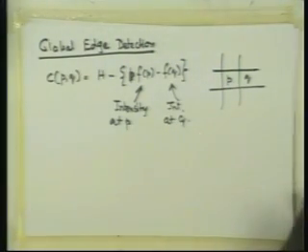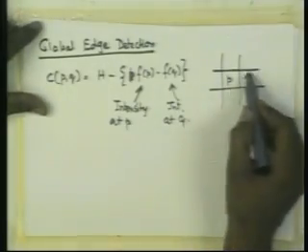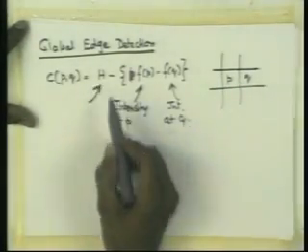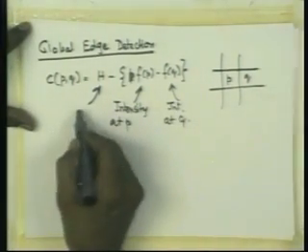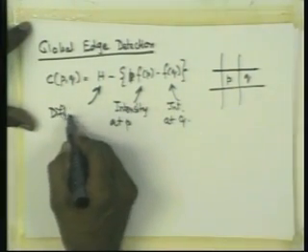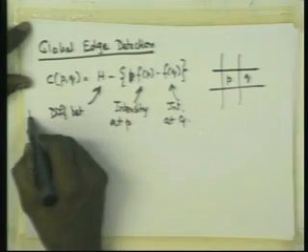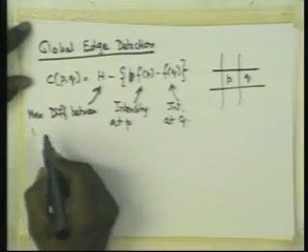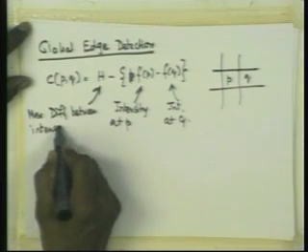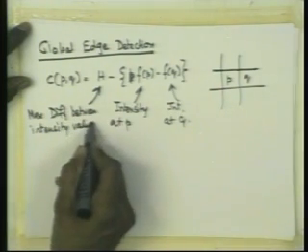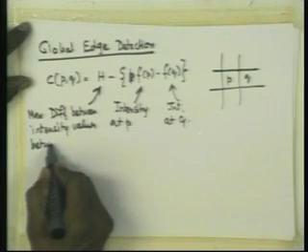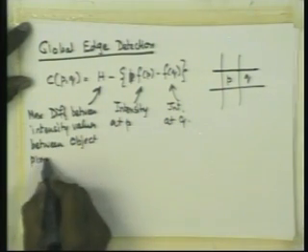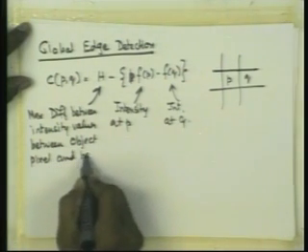Q is a neighborhood pixel. We could consider 4 neighbors. So, this is a 4 neighbor here, and what I will choose this H to be is typically the difference between intensity values, or the maximum difference between intensity values, between an object pixel and a background pixel.